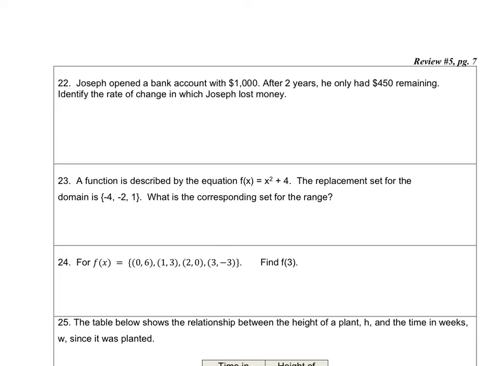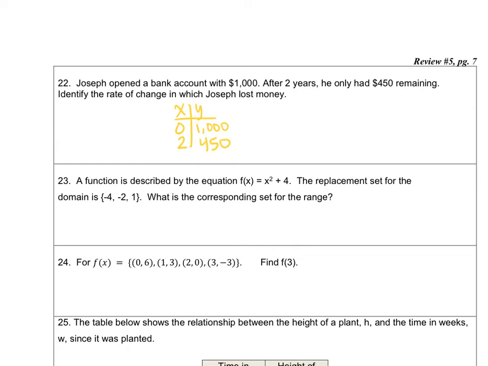Problem 22 says Joseph opened a bank account with $1,000. After 2 years, he only had $450 remaining. Identify the rate of change in which he lost his money. So he opens the bank account at 0 years and has $1,000. After 2 years have passed, he has $450 remaining.